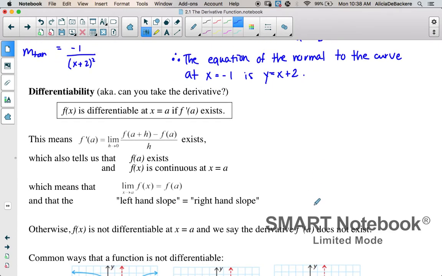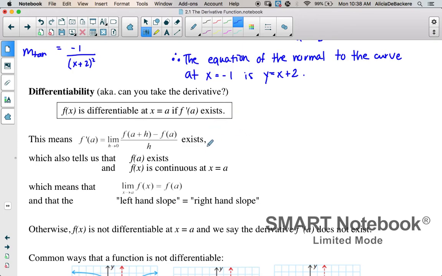All right, the last part of our note here, we're talking about differentiability. Differentiability just means, can you take the derivative? So when I say something is differentiable, it means I can take the derivative. So f(x) is differentiable at x equals a if f prime of a exists, which seems kind of obvious, right? But that's where we're defining that word differentiable.